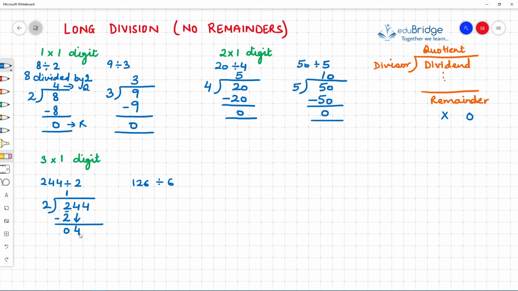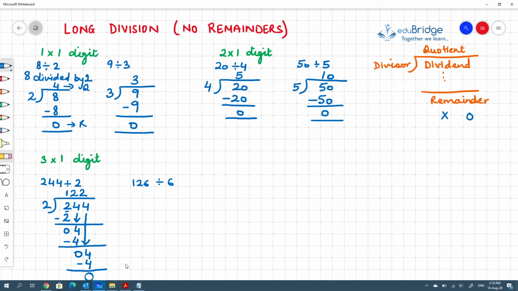Now what is 2 times what is 4? We know 2 times 2 is 4. We subtract it again. We get 0. We bring the next 4 down here. Now again we know 2 times 2 is 4. Subtract it, 0. Do we have any more numbers to bring down? No, it means we stop here. That's our remainder, 0. So 2 times 122 is 244.